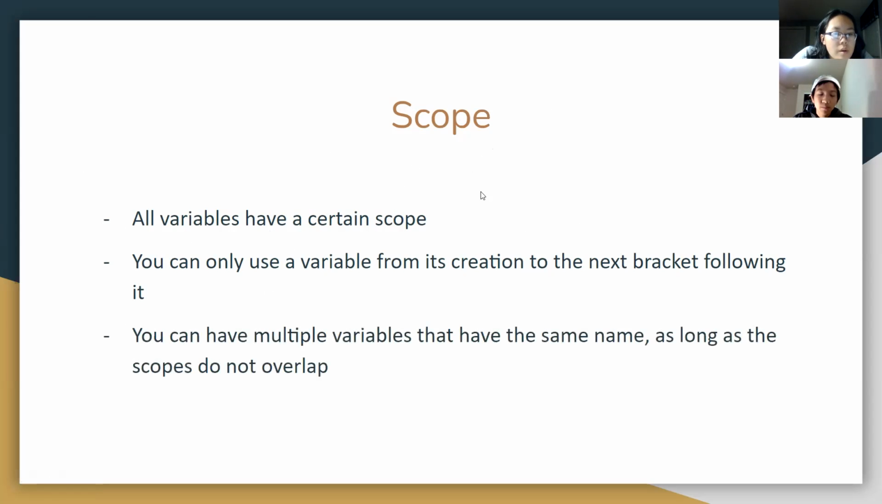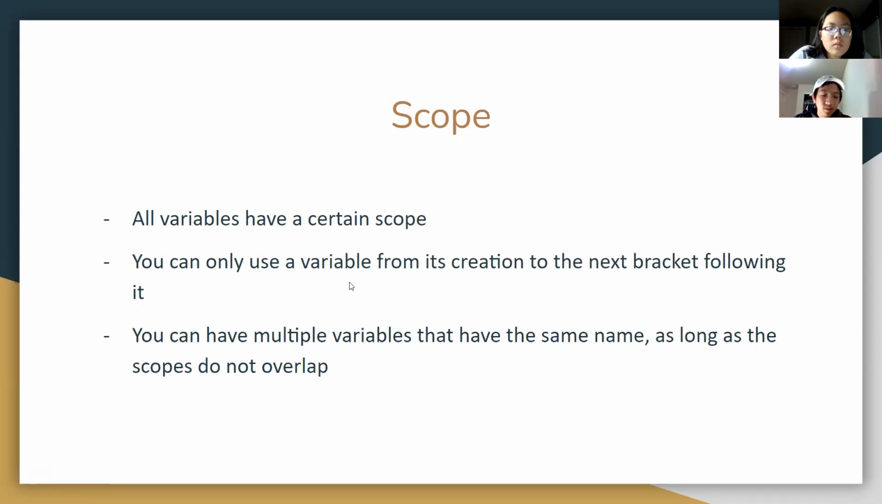And if you use scope properly, or if you use it the correct way, you can actually have multiple variables that have the exact same name, as long as the scopes do not overlap. So an example of the second bullet point is, let's say we have a for loop. And usually when we create a for loop, we create a counter variable, right? It's for int i equals 0, semicolon i, the condition, and then the increment.